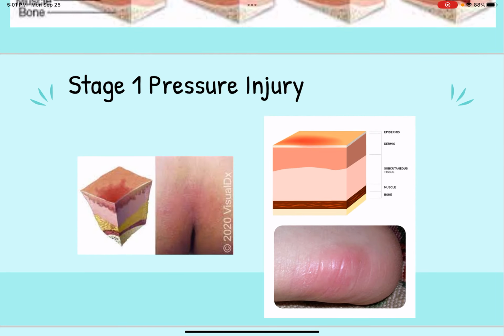This picture here shows some examples of stage 1 pressure injuries. Stage 1 can be reversed if treated early. Some CNA interventions are repositioning the patient every 2 hours, keeping the skin clean and dry, avoiding massaging the area, using positioning devices to prevent pressure on bony prominences, keeping the head of bed as low as possible to reduce the risk of shearing, and keeping the sheets dry and wrinkle-free.